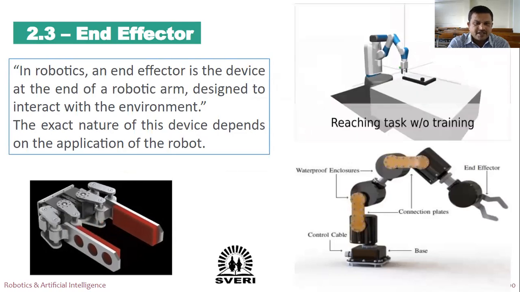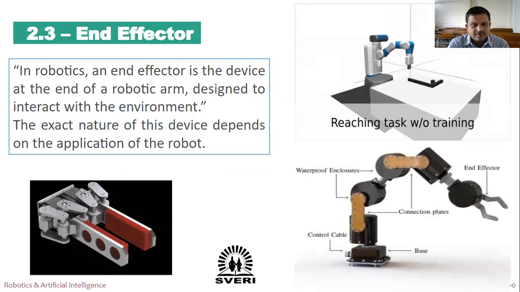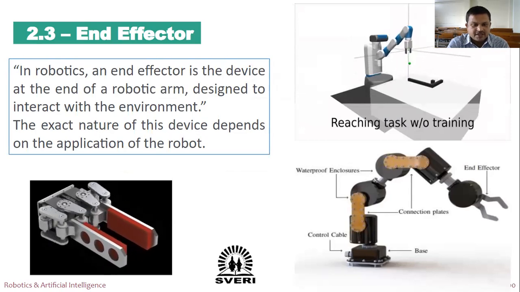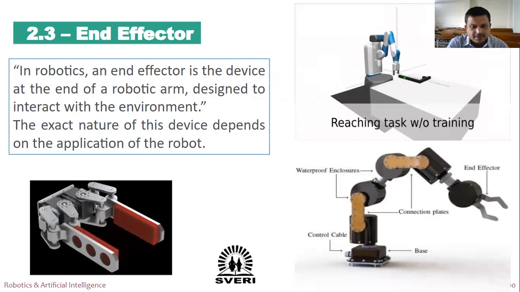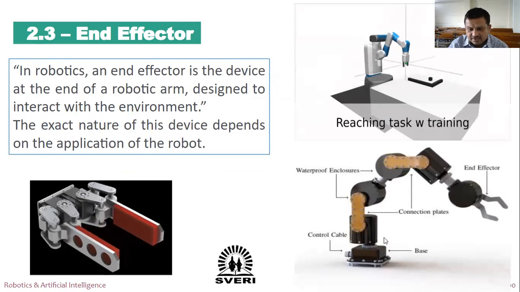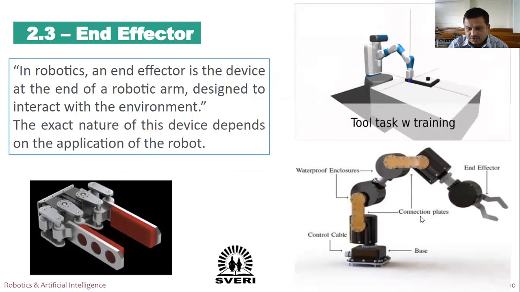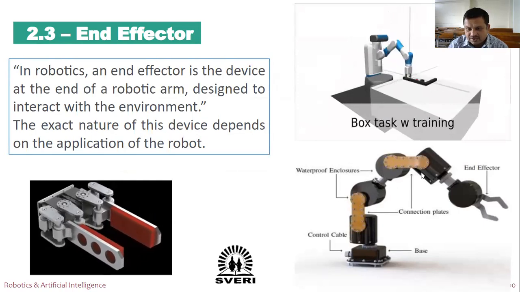In robotics, an end effector is the device at the end of the robotic arm designed to interact with the environment. The exact nature of this device depends on the application of the robot. See that this is the base, this may be the motor, these are the connection plates, these are waterproof enclosures.